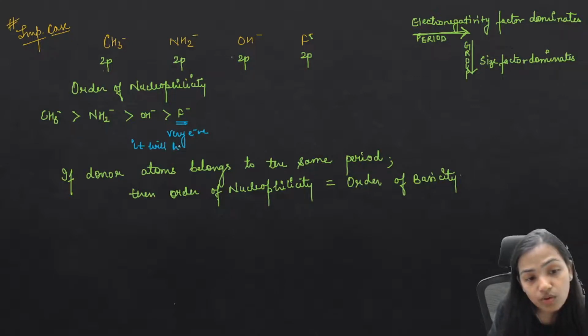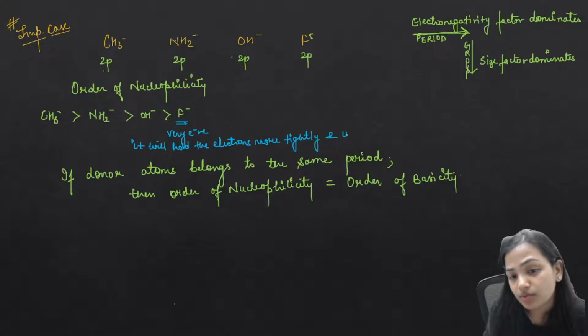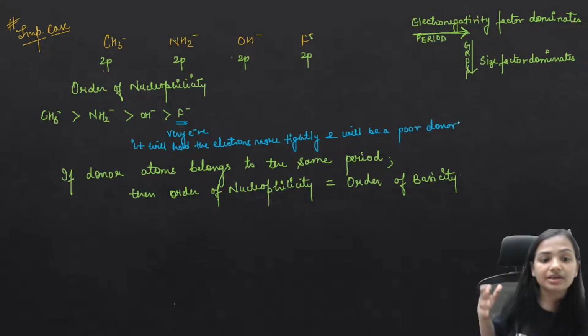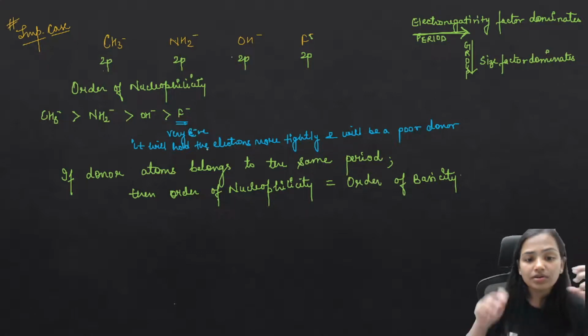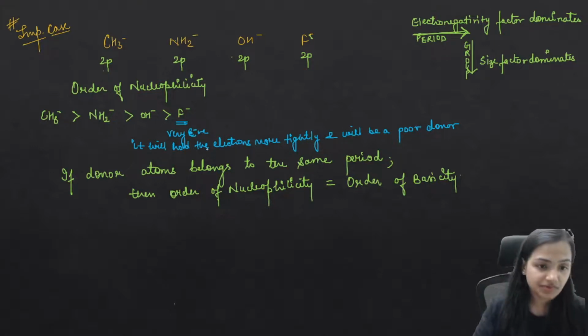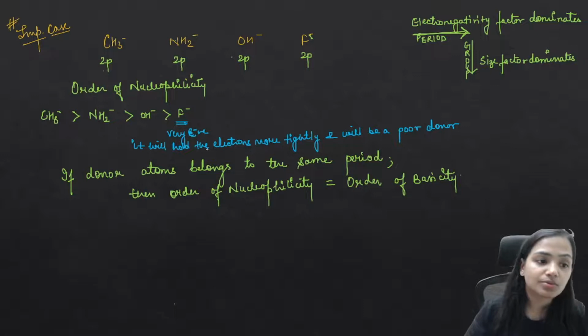It will hold the electrons more tightly and will be a poor donor. Okay, so what is the reason? The reason is electronegativity. If it is very electronegative, then it will hold the electrons more tightly and will be a poor donor. Poor donor to what? To any deficient center other than H positive. That's why we are saying that fluorine is going to be a poor nucleophile.